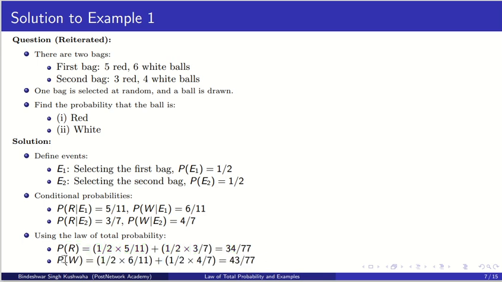The same way, the probability of drawing a white ball is the probability of selecting E1, into 6 upon 11, that is the probability of white ball given E1, plus the probability of E2 times the probability of white ball given E2. So we will get 43 upon 77.